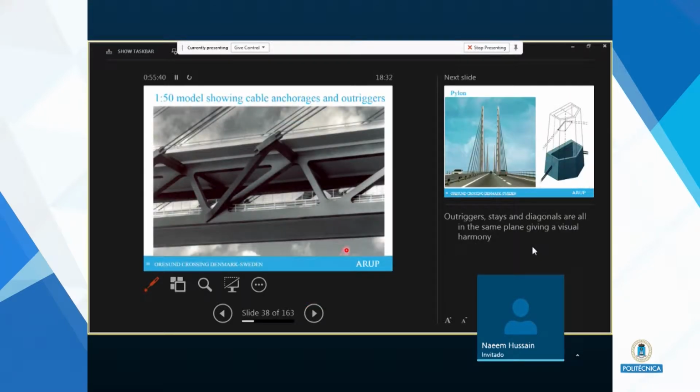And here you can see on this slide, we have the main truss with the stay cables coming down, we have a bracket coming, and the whole thing is done in a way to make it very neat.